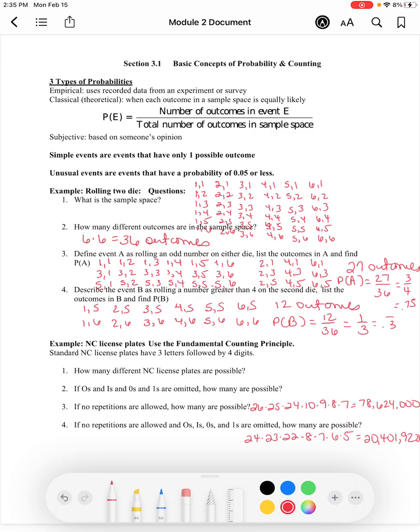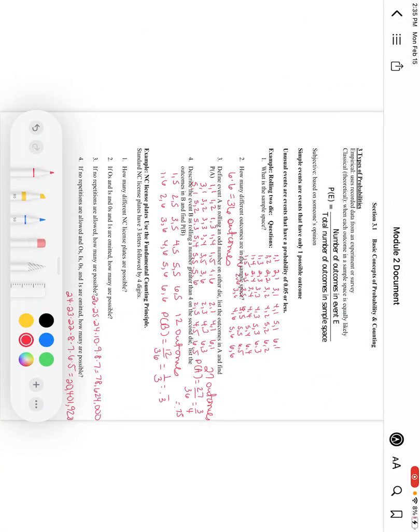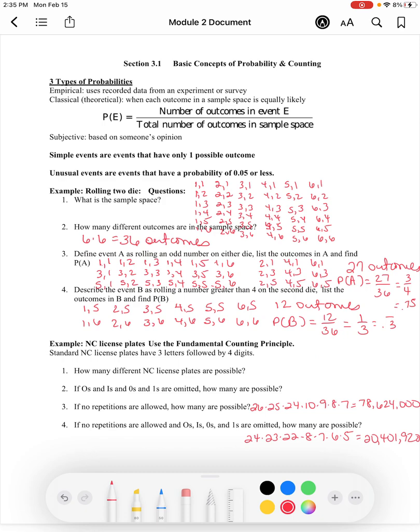And the mistake I made is that in problems 1 and 2, it doesn't matter if letters repeat themselves. So we actually have 26 times 26 times 26 times 10 times 10 times 10 times 10. So that's 26 to the 3rd power times 10 to the 4th power.